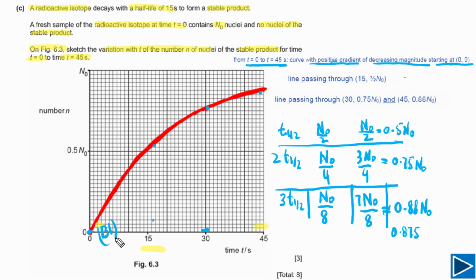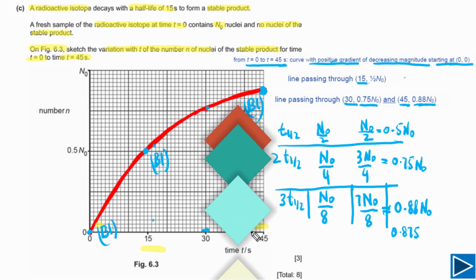So this is B1, 1 mark. If the line is passing through 15 and N0 by 2, means if the line is passing through this point, you will get the second B mark. And the third B mark is if the line is passing through 30, 0.75 N0 and 45, 0.88 N0. When it's passing through this point, you will get the third B mark. This is how marks are distributed for this question.